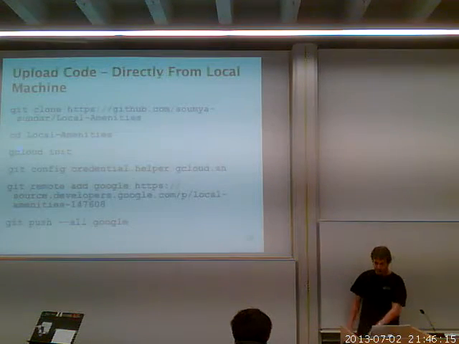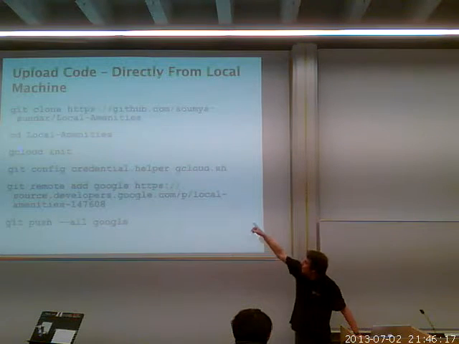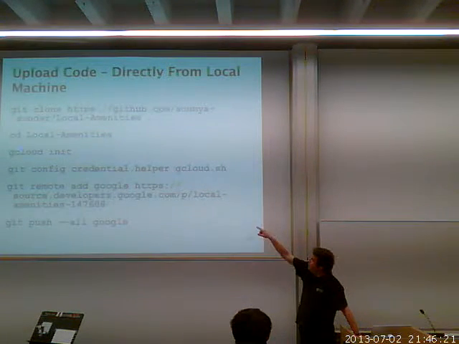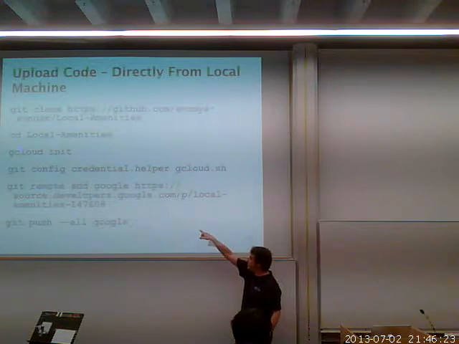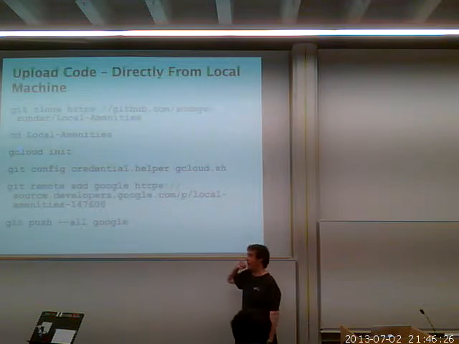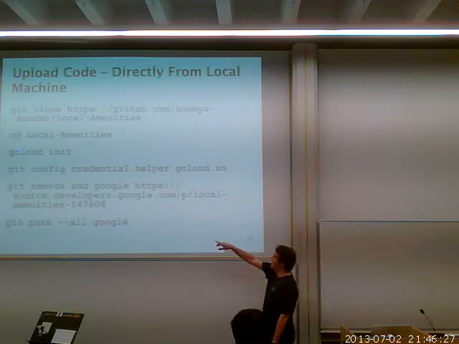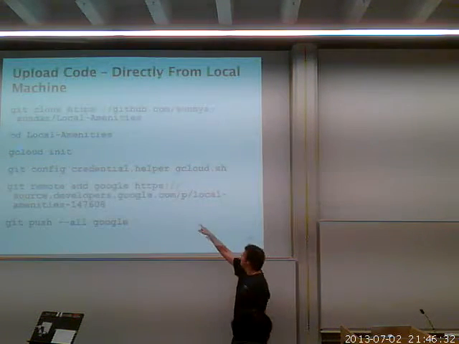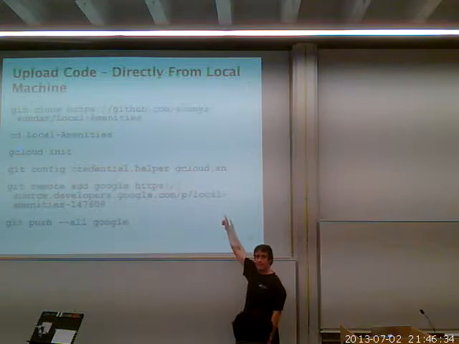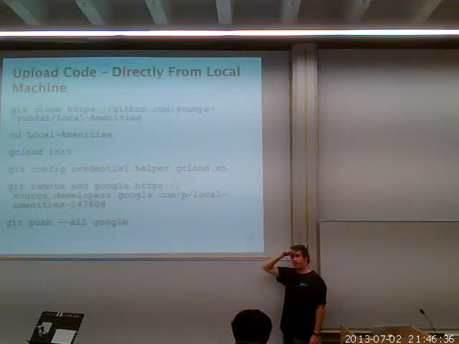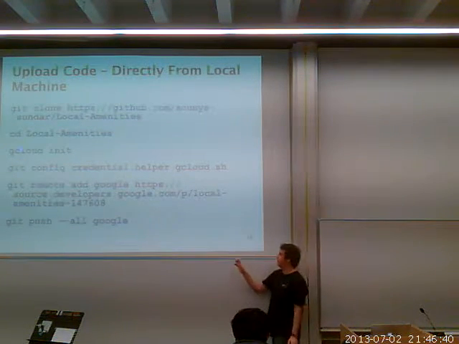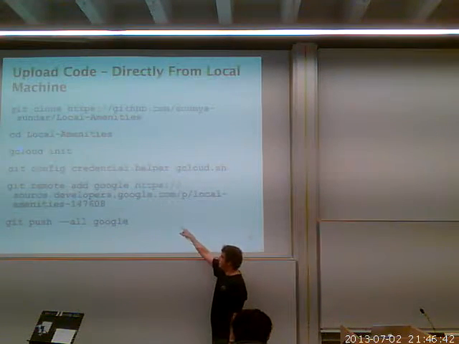So, what I'll be doing is cloning that project onto my local machine. I'm then going to initialize the Google Cloud API for that project. I'm then going to tell Git that whenever credentials are required to log in, to use gcloud to handle that for me. This is quite good because it means you don't have to worry about logging in again. Once it's done, you can upload the code without having to do that again.